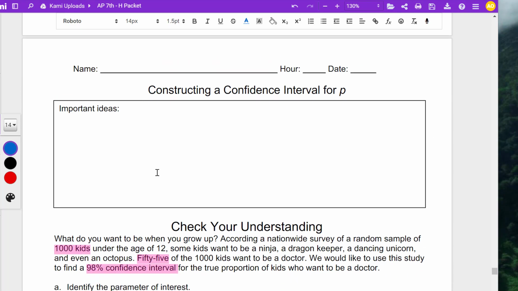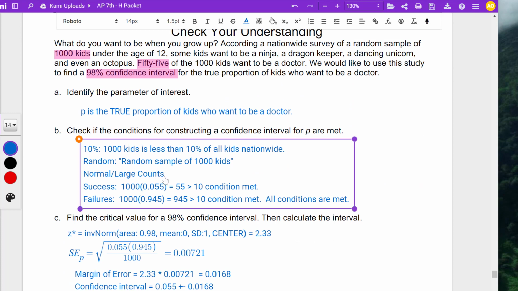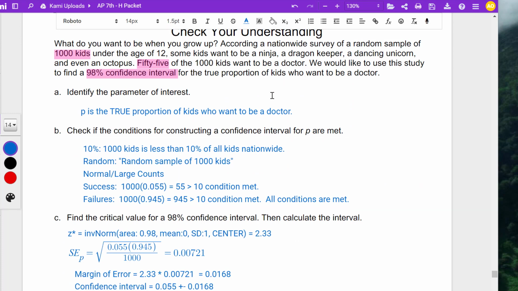Oh, and then we also did a check for understanding here. What do you want to be when you grow up? According to a nationwide survey of a random sample of 1,000 kids under the age of 12, some kids want to be a ninja, a dragon keeper, a dancing unicorn, and even an octopus. That's kind of cool. 55 of the 1,000 kids want to be a doctor. We would like to use this study to find a 98% confidence interval for the true proportion of kids who want to be a doctor. So identify the parameter of interest. p, not with a hat, is the true proportion of kids who want to be a doctor.